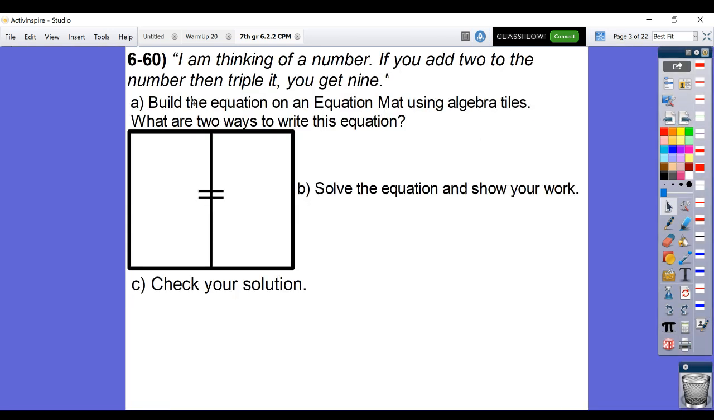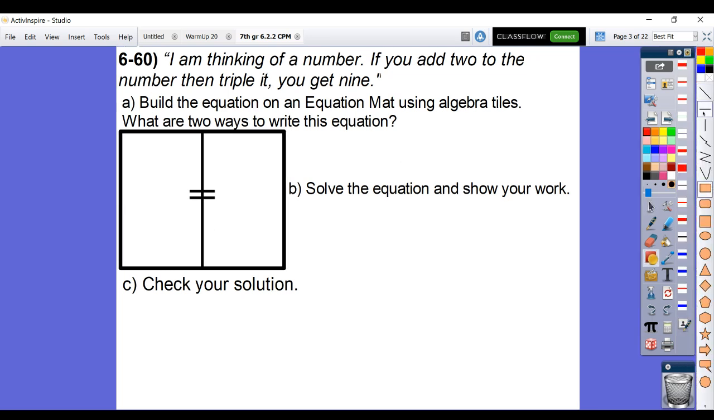So they're starting with 6-60. I'm thinking of a number. If you add 2 to the number, then triple it, you get 9. And they want you to build it on the equation mat using the algebra tiles. So when they say I'm thinking of a number, you're going to basically use an X tile because that's representing your unknown number. So let me make that a black X tile so that it's positive. Okay. So this is representing our unknown number, or X.